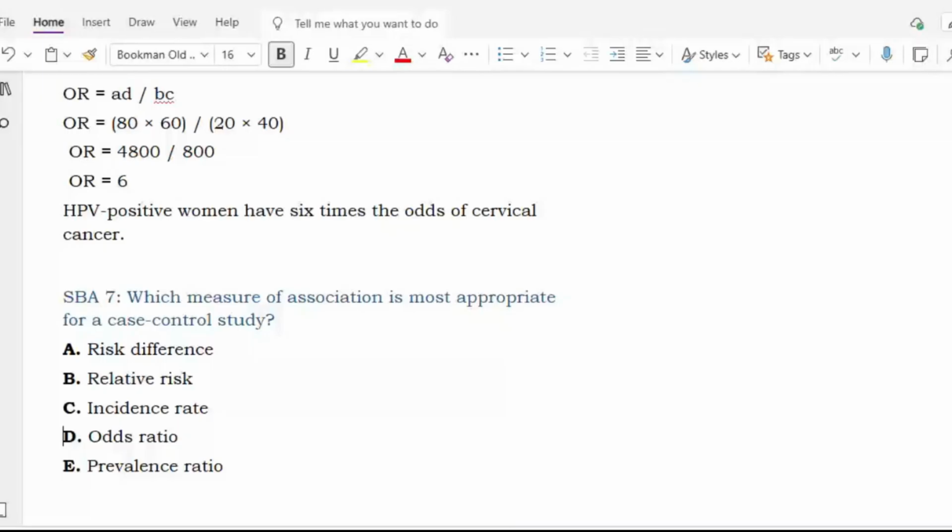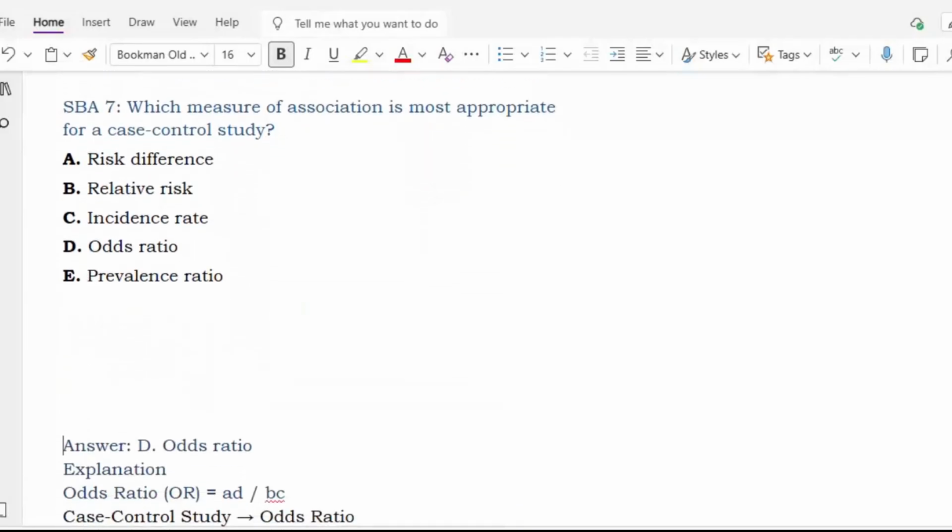Prevalence? Prevalence in cross-sectional study. Correct. Cross-sectional prevalence. Incidence? Cohort. Cohort. Okay.